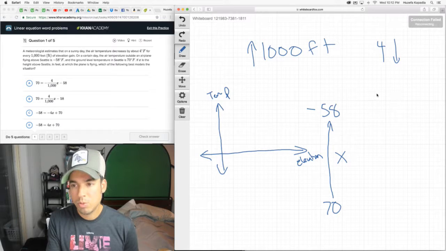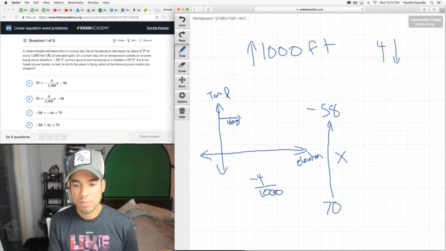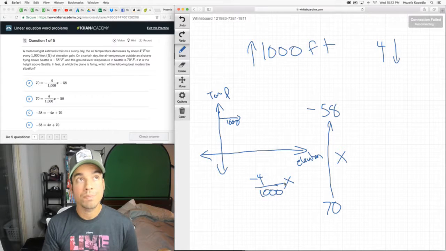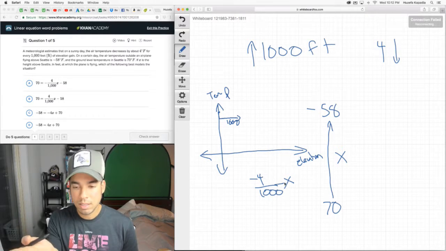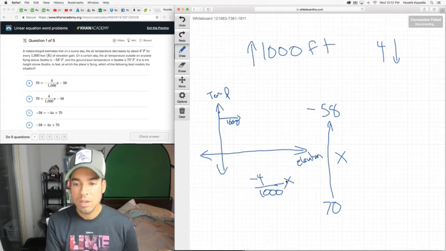So this is just one example. We'll say the slope is every time we go down 4, the elevation is going up by 1,000. So that means the slope is negative 4 over 1,000. And in this case, again, it is times our x. So our slope is negative 4 over 1,000. And remember, when x is 0, and we're talking about being the height going up to where this plane is, when elevation is 0, this is going to be 70.